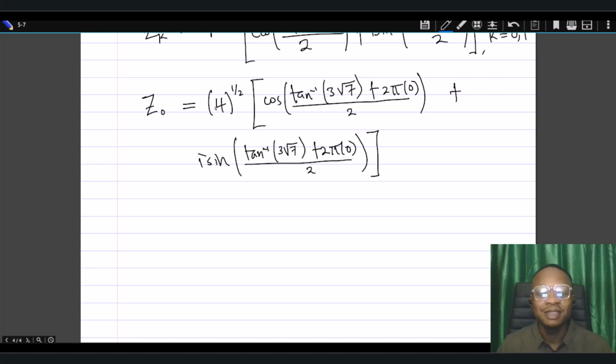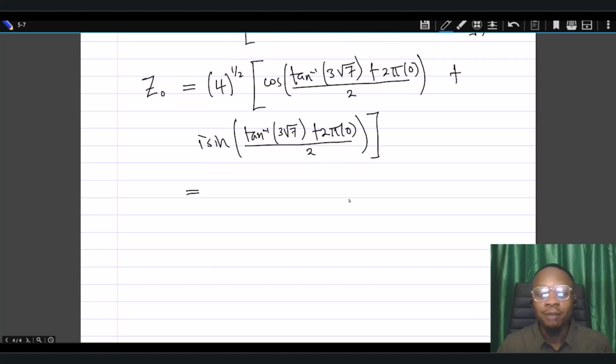And what does this give us now? We have 2 here, obviously. And let's see if this will just give us some results directly without us having to go through another long process.